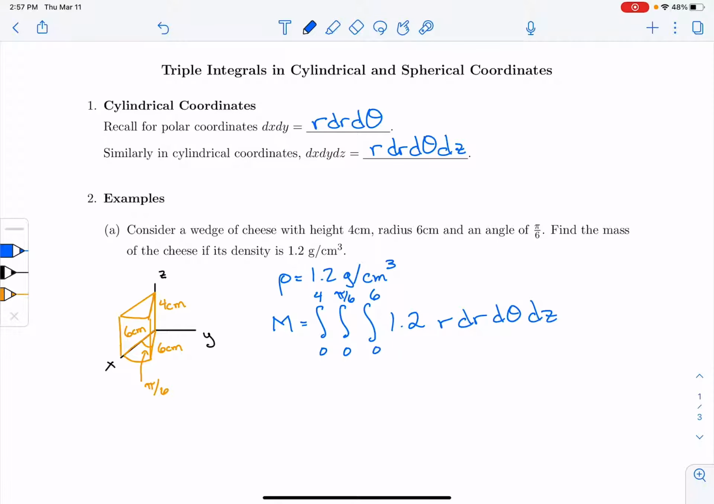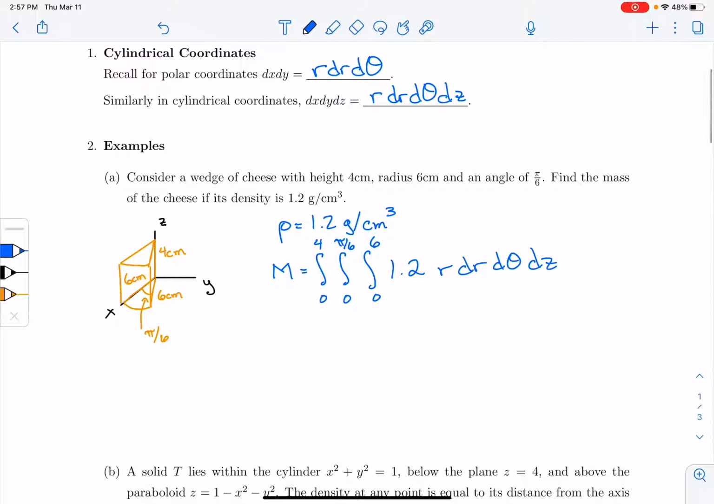And so this is a fairly simple integral. I can split it up into just an r, a theta, and a z integral because the function I'm integrating is 1.2r, and that doesn't depend on theta or z. So I can integrate from 0 to 4 dz. Then I can integrate from 0 to pi over 6 d theta. And then finally, I can integrate from 0 to 6 of 1.2r dr.